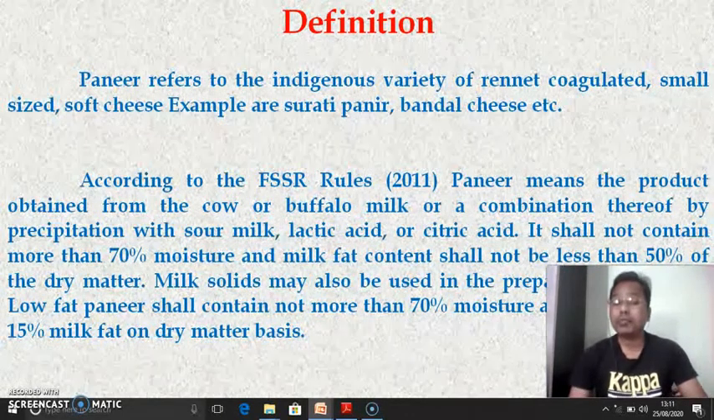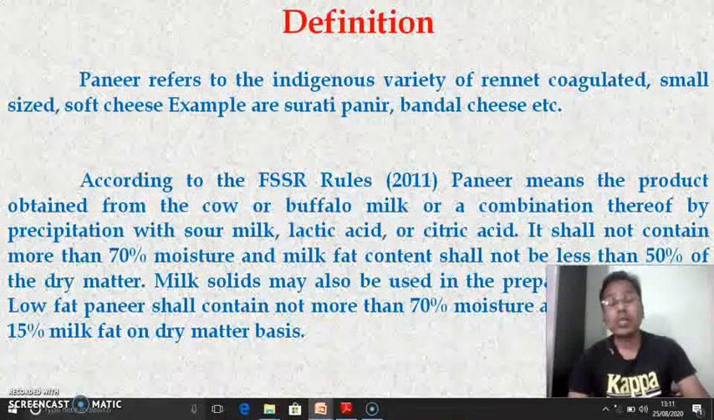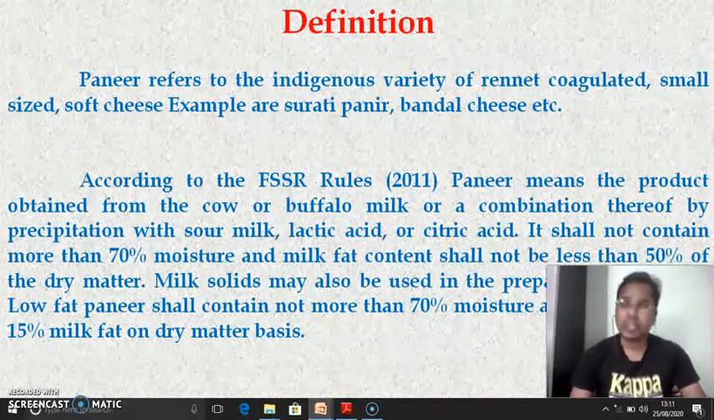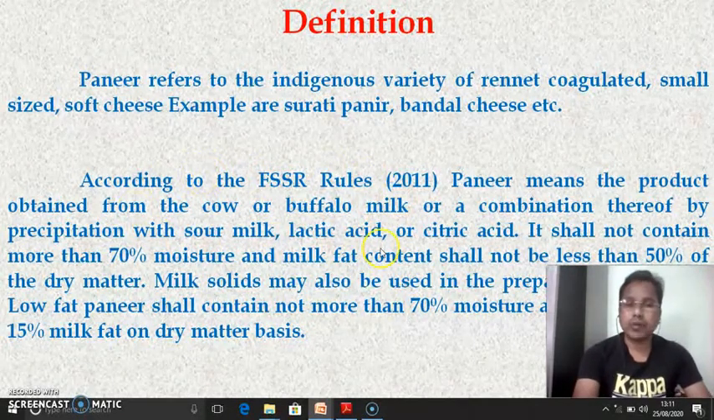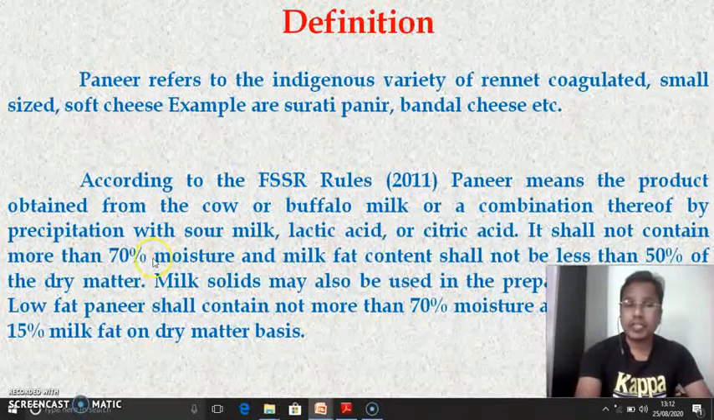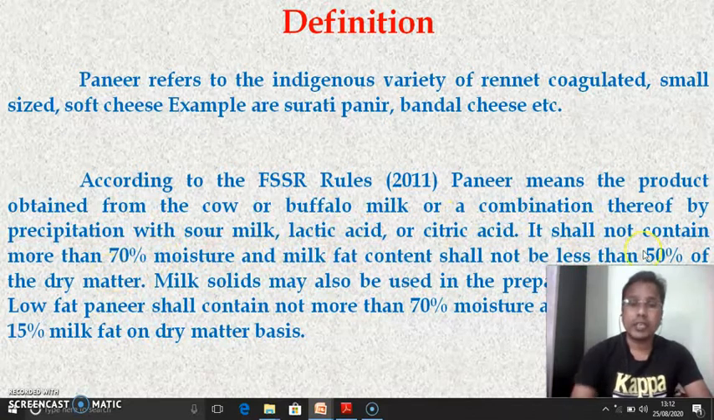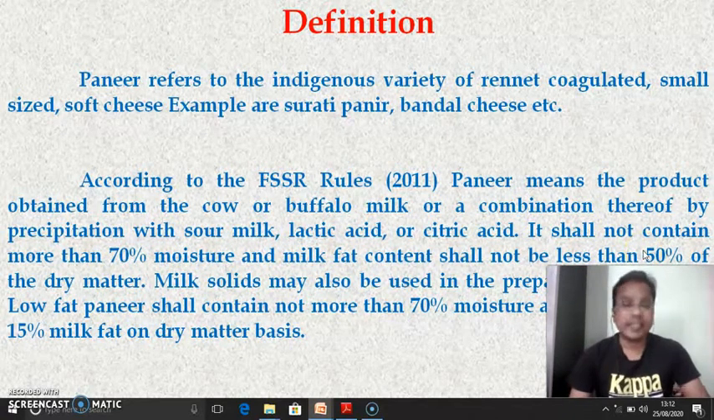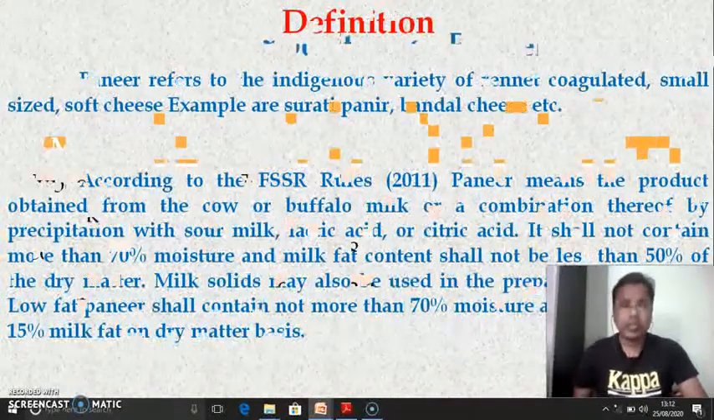So this is the definition of FSSR, and this is the general definition used for paneer. Paneer refers to the indigenous variety of rennet coagulated small size soft cheese. We just have to remember this. And in the FSSR 2011 definition, the moisture content should not be more than 70%, whereas the fat should not be less than 50% on dry matter basis. So this is the definition of paneer.